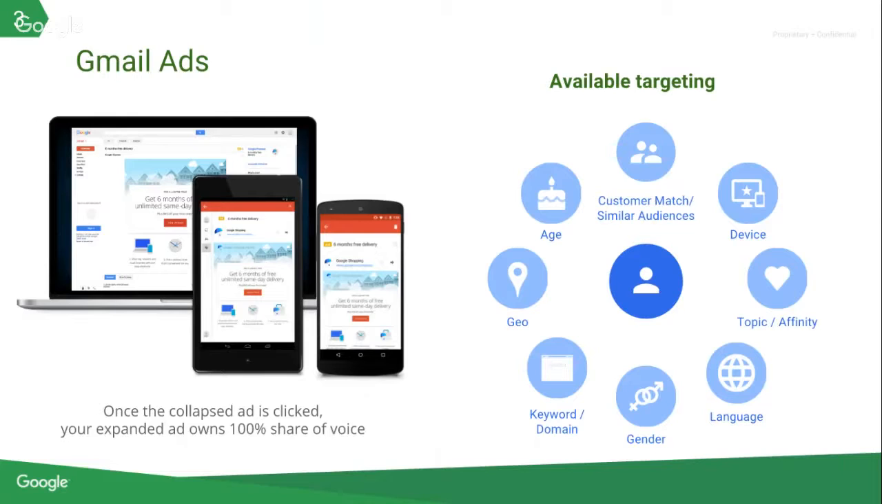We also discussed the Gmail sponsored promotions earlier. The ad format that we use in this type of campaign is Gmail ads, which are basically the collapsed ads that expand on user click or hover to give your client's brand 100% engagement.